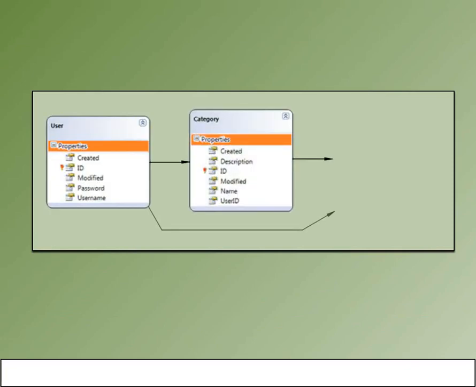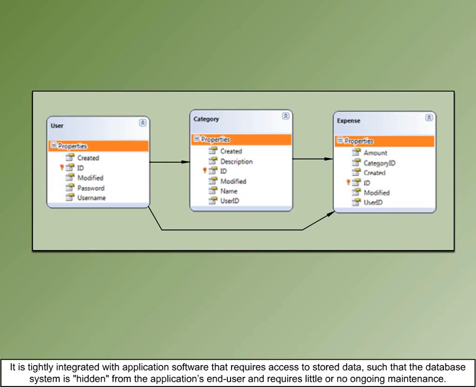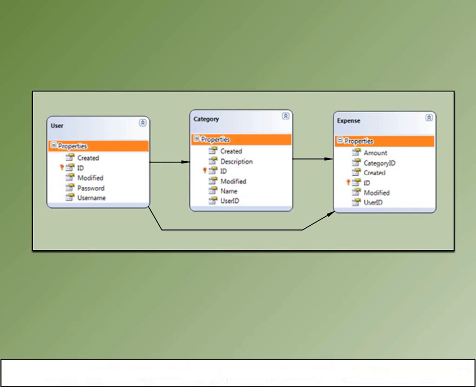Embedded database. An embedded database system is a database management system, that is DBMS, which is designed to provide data to a host application. It is tightly integrated with application software that requires access to stored data, such that the database system is hidden from the application's end user and requires little or no ongoing maintenance.